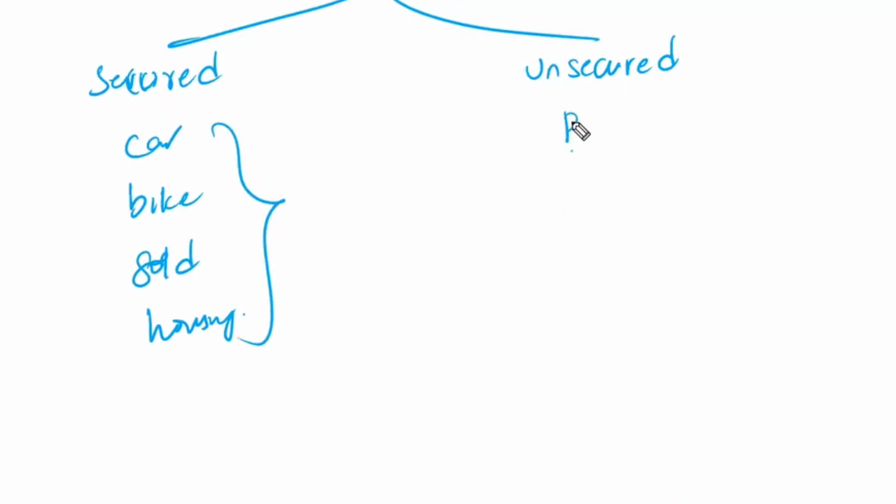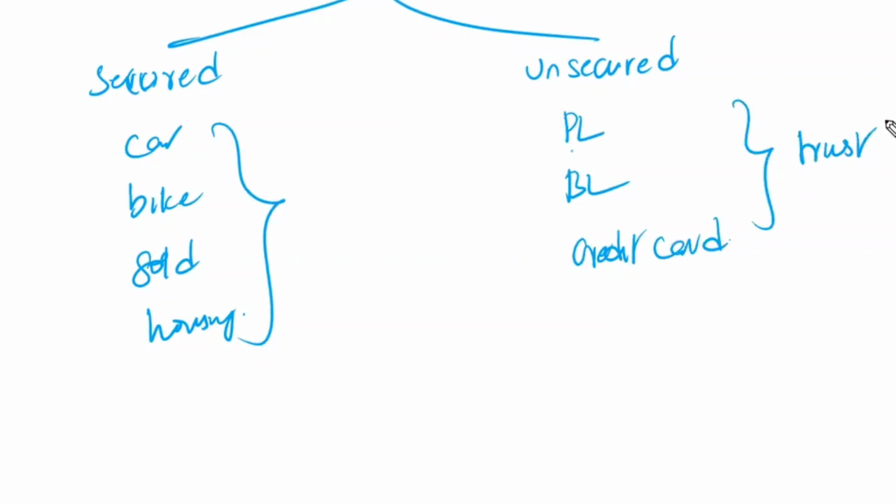Whereas unsecured loans, like personal loan, business loan, credit cards, all come under unsecured loans. All these work on only one word called trust. If you trust that person and feel that person will repay, we are going to lend the loan. If you don't feel that person will repay, we will not lend the loan. So here it works only on one word called trust. Now, which persons are we going to trust and which are we not going to trust? For example, there is a person, person X.